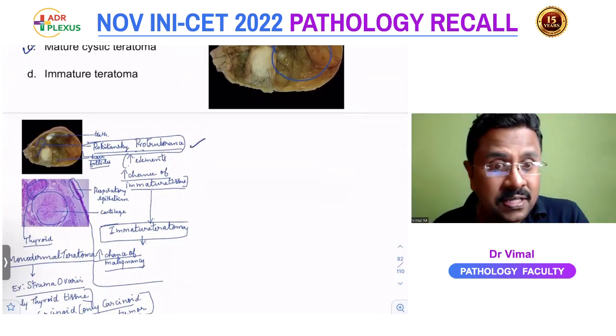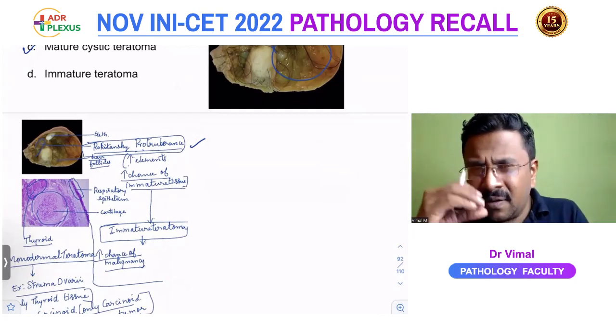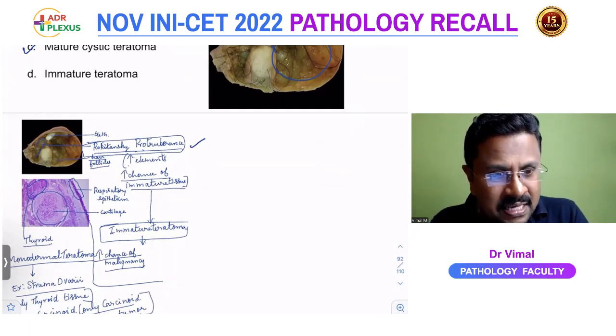I hope you remember the point which I told you, the Rokitansky protuberance. Remember, in a teratoma you have to look for a point of protuberance, that is an area which will be somewhat protruding. That is the Rokitansky protuberance, where you can get a greater number of tissues, and immature tissues will also be there in the case of a Rokitansky protuberance.